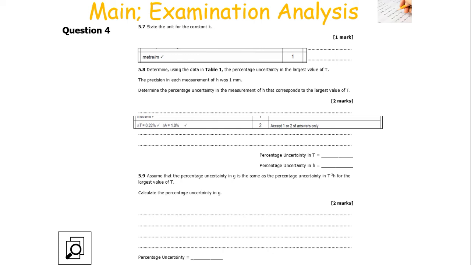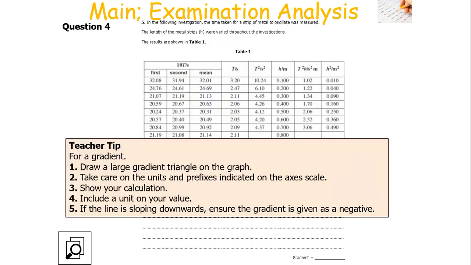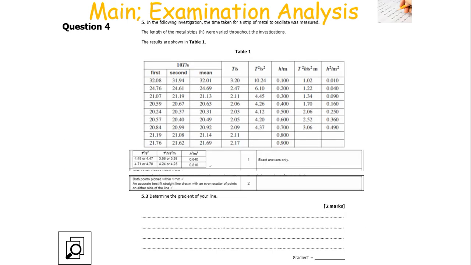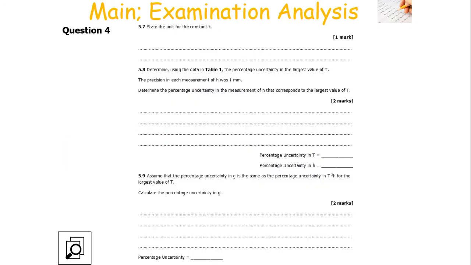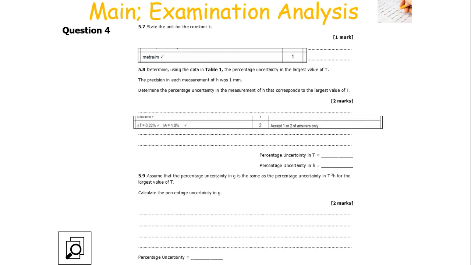We do the same for h, and we know it's 1 over the value which corresponds to the largest value of t. So if we go back to our graph, we find our largest value of t, and we can work it through to find our largest value of h, or the equivalent value of h, I should say, sorry. We times by 100, and we get our answer to be 1.0%.